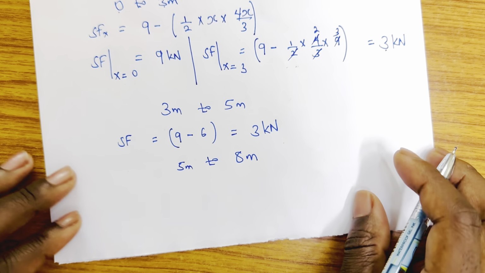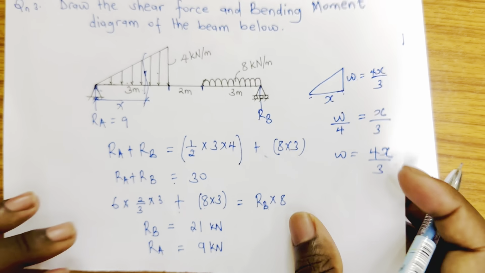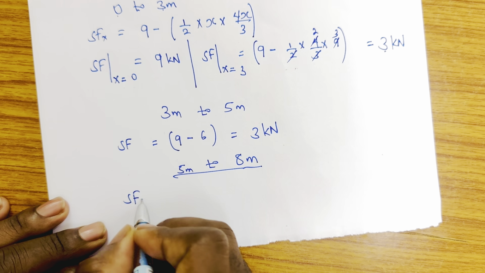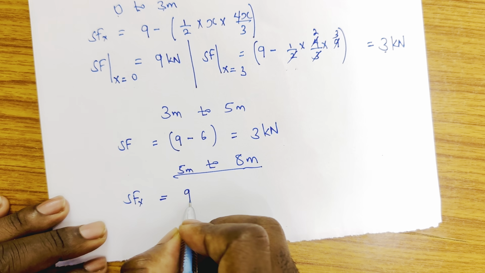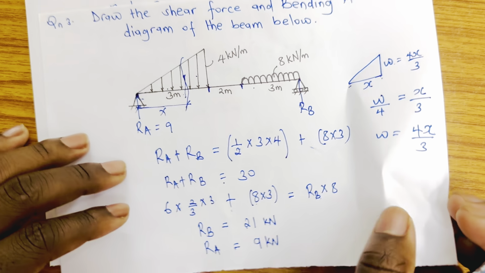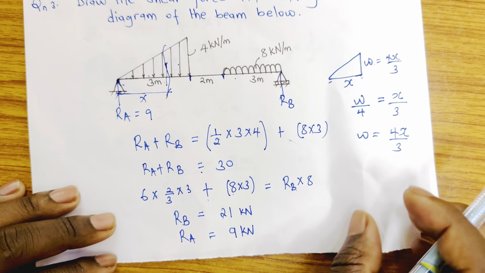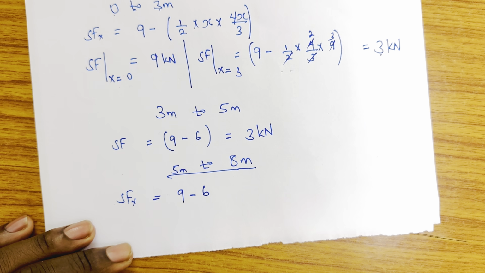Well, in this case, here what do we have? We have a UDL, and this is the UDL that we have. So for you to get this shear force, let's get shear force x. The expression is going to be, we have 9, which is at the first one, then minus the one due to triangular loading. The one due to triangular loading is going downwards, so it's going to be minus 6. And then we have the force that will come due to UDL.